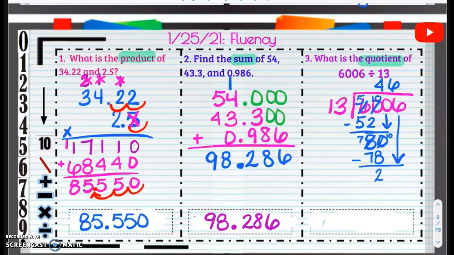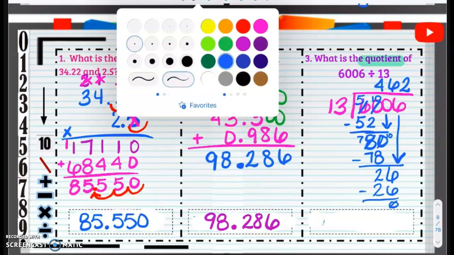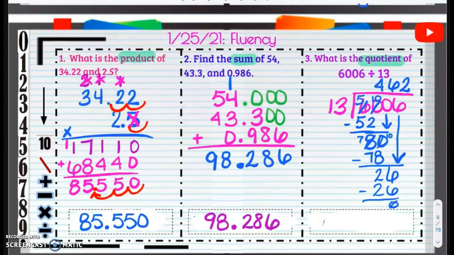Now we can bring down that final 6. 13 can go into 26 2 times because 13 times 2 is 26. So then we subtract, we get 0. So our answer is going to be up top here. Our answer is 462. And that is going to be it for our fluency. Great job.